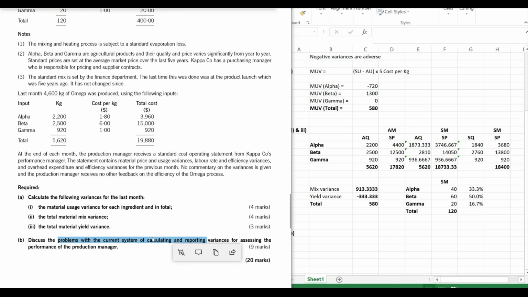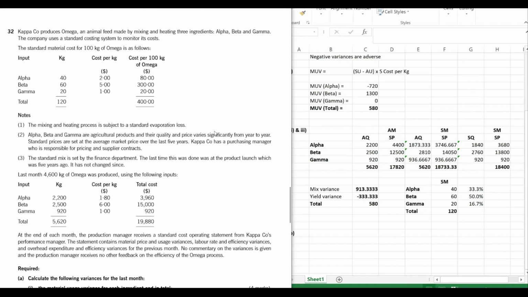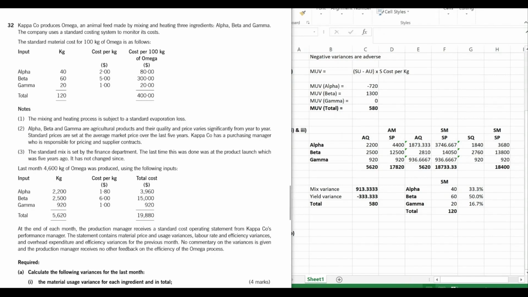So not just for the calculation of the variances, but also for the reporting of the variance and for assessing the performance of the production manager. So we have 3 elements we can cover it from. Okay, so let's just read through it again. So the first part is just fine.